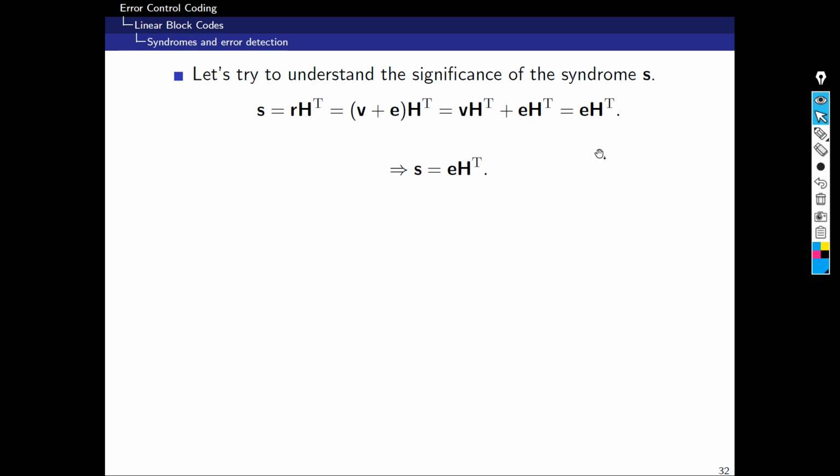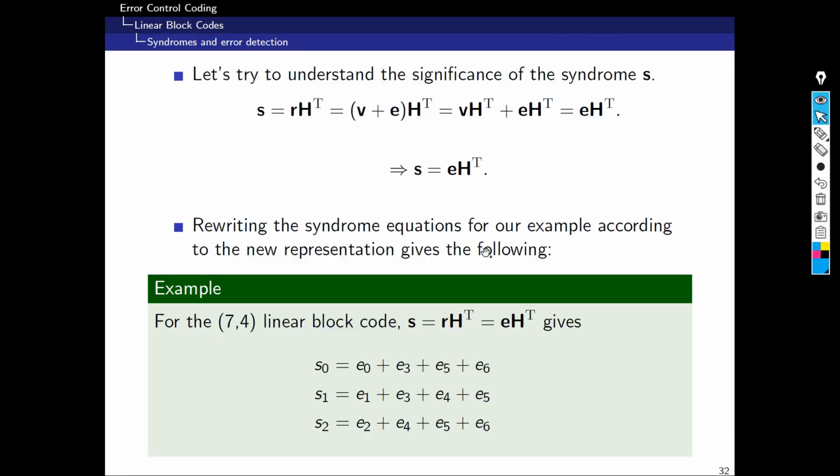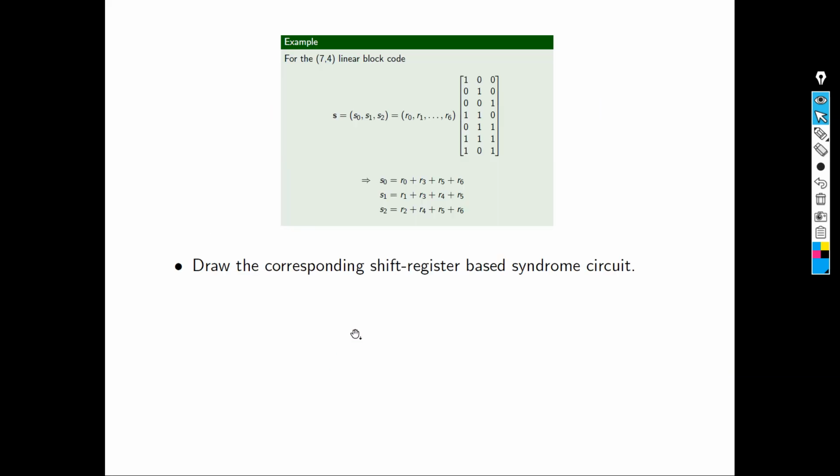So S is equal to E multiplied by H transpose, and rewriting the syndrome equations for our example according to the new representation gives the following. For the 7-4 linear block code, S is equal to R multiplied by H transpose, which is equal to E multiplied by H transpose. This gives you these values that we already obtained previously here.